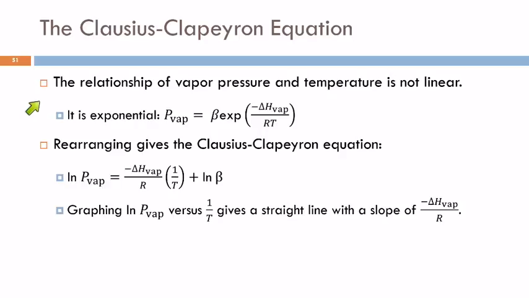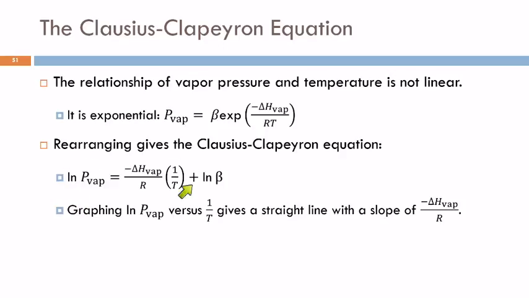So the relationship of vapor pressure and temperature, we just looked at the graph. It's not linear, it's a curve. It's an exponential curve. And so this is the equation that describes it. The vapor pressure equals a constant beta times e raised to the power of negative delta H, the heat of vaporization, over RT. If we rearrange this, this is called the Clausius-Clapeyron equation.